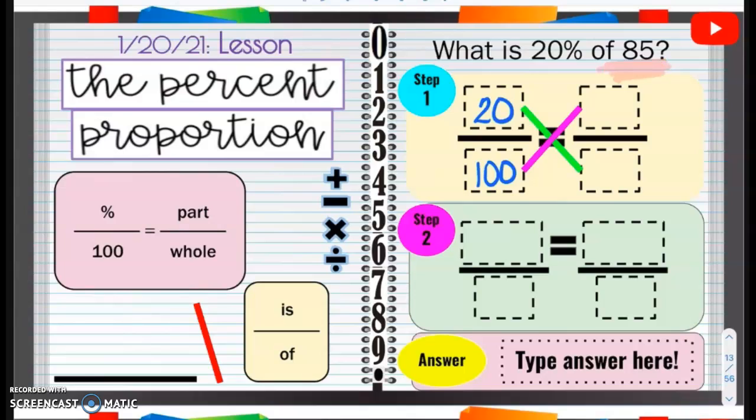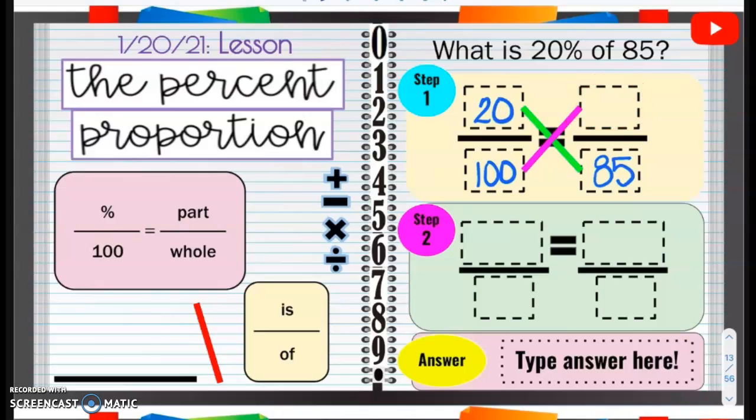Do you see how this "of" is here? Of 85? That "of" is going to go on the bottom. Of is going to go on the bottom. That's going to be our whole. So we're going to take it out of 85. We're going to put that whole on the bottom. Now, we don't know up here. We don't know what this number is. That's what we're trying to figure out.